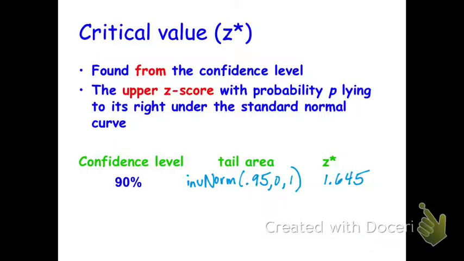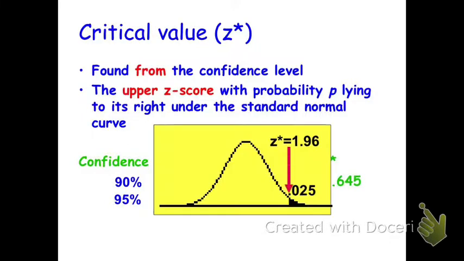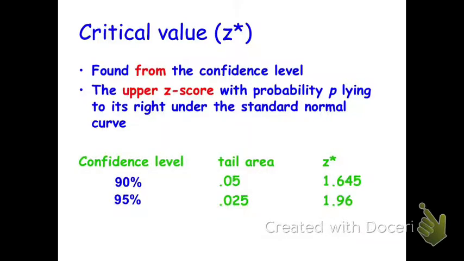I've just memorized these. For 95, you've already told me it is 1.96. What about 99? What would I put in? Inverse norm of 0.995. And you get 2.576.